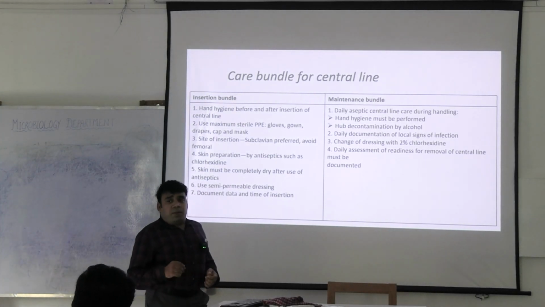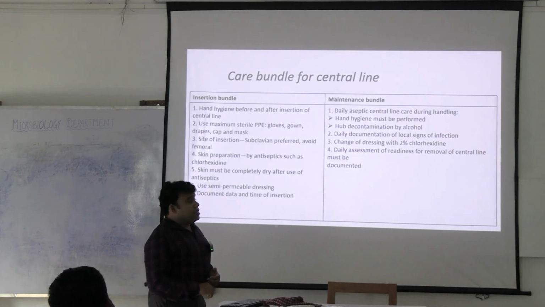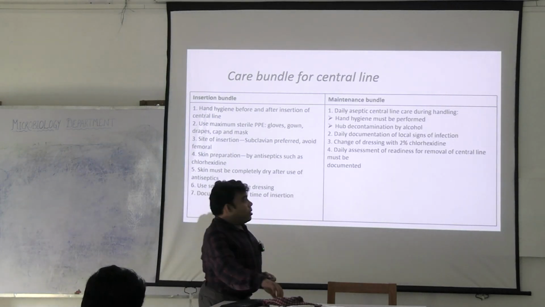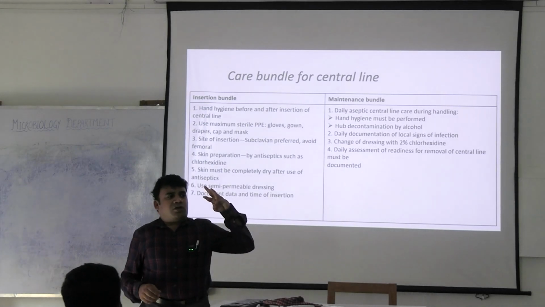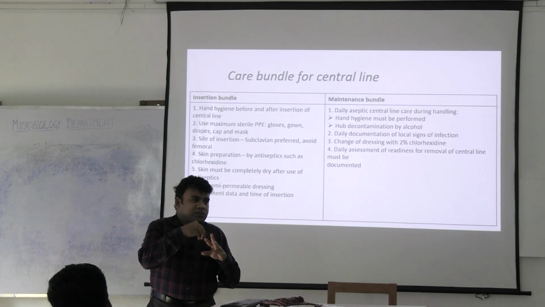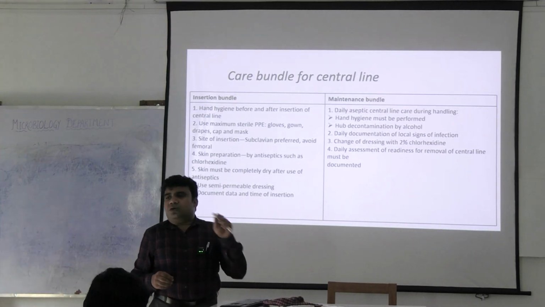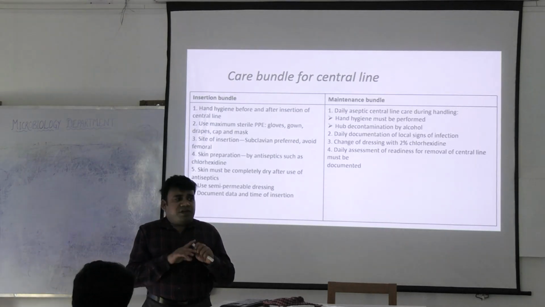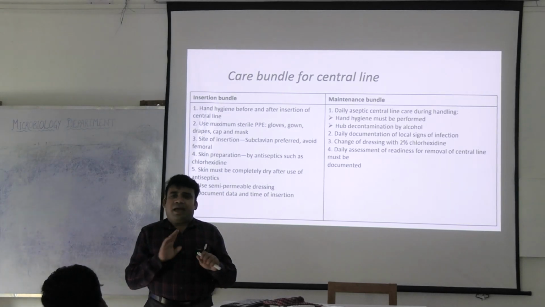Thereafter, we have to maintain the catheter. Among the maintenance bundle, we have daily aseptic central line handling, which would include hand hygiene and hub cleaning. What is the hub? If you remember, the central line has at least 3 ports. In all the ports, we are either putting some medicines or taking blood samples. Now this is the hub. We need to clean this hub with alcohol, at least 3 to 4 times daily.